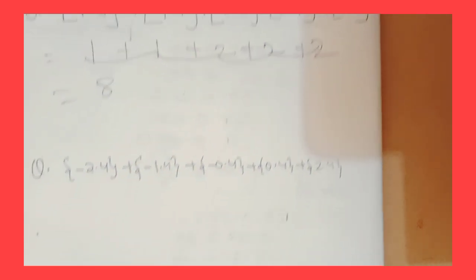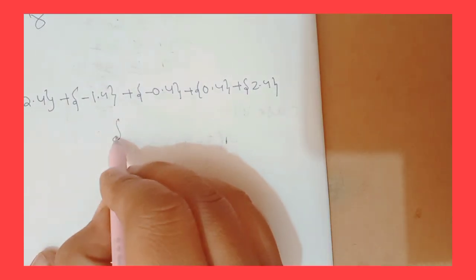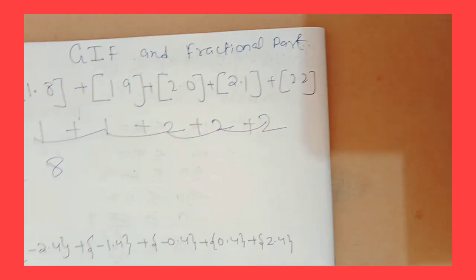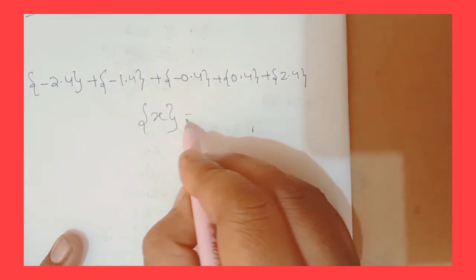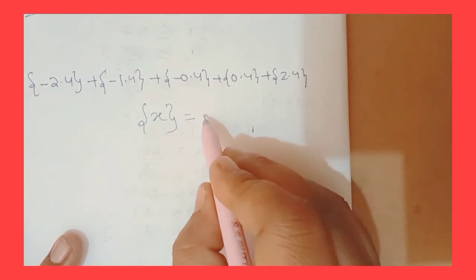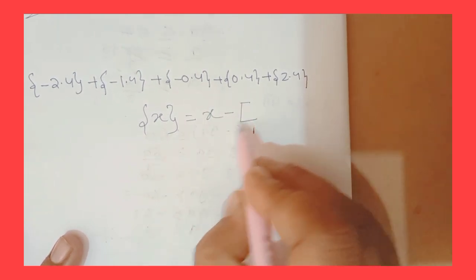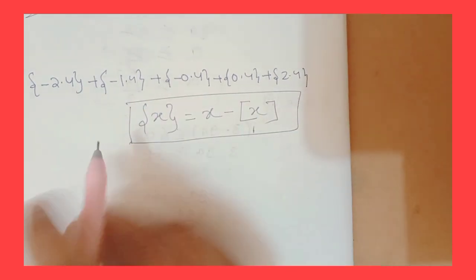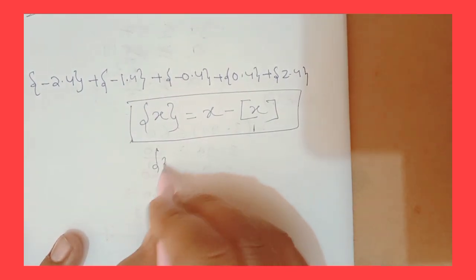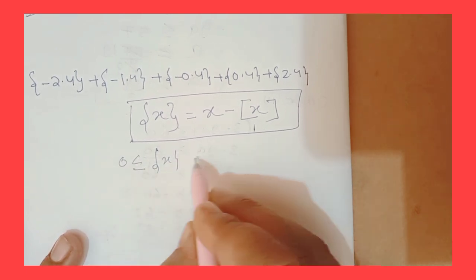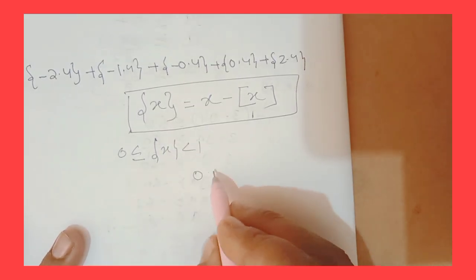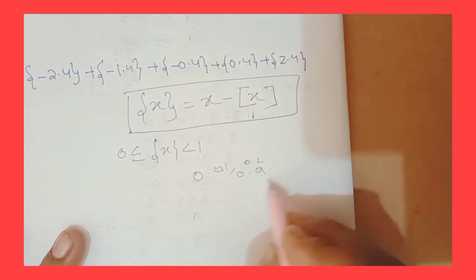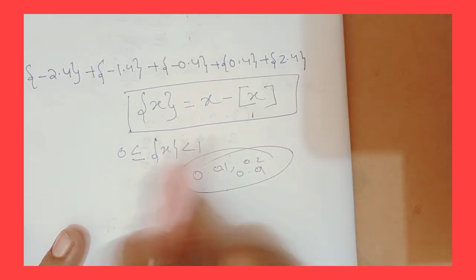Now the next part is fractional part. My dear children, fractional part is represented by curly brackets and the greatest integer function is represented by square brackets. This is very important. The fractional part can be found by subtracting the greatest integer function of x from x. The fractional part will always be positive, and its value lies from 0 up to less than 1. It may be 0, 0.1, 0.2, 0.3, up to 0.9, but 1 will not come, meaning less than 1.